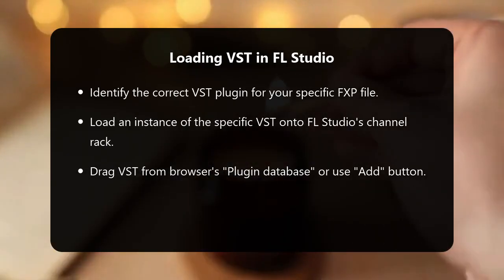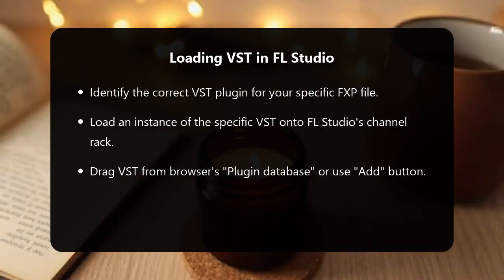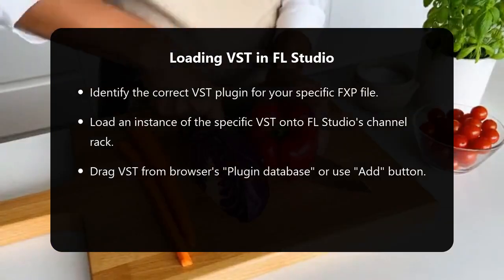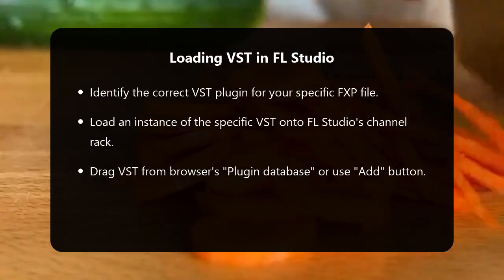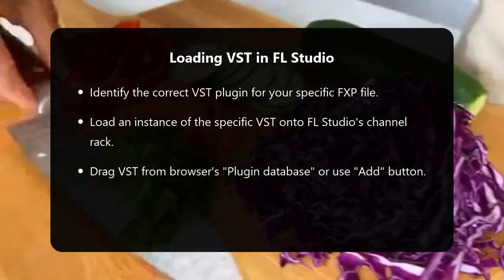Once you've determined the correct plugin, open FL Studio and load an instance of that specific VST onto a channel rack. This can be done by clicking the Add button on the channel rack and selecting your desired VST from the list, or by dragging it from the browser's plugin database.